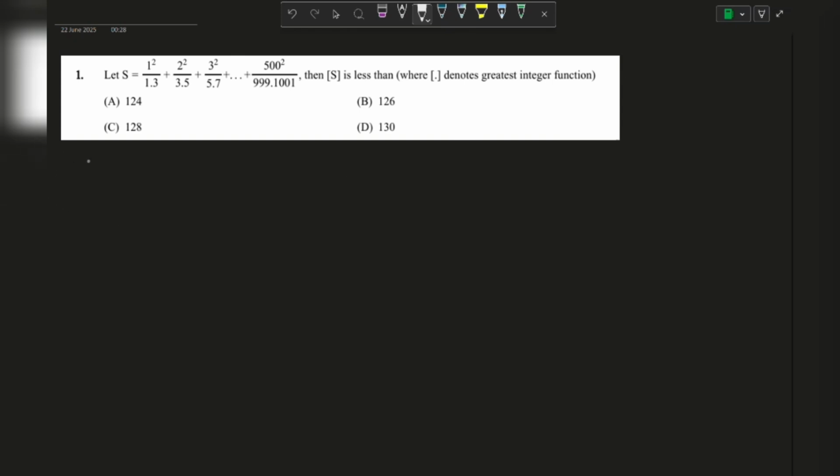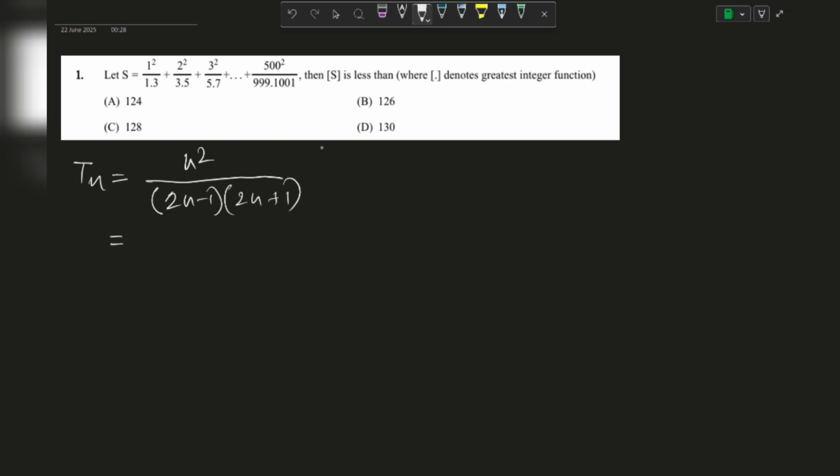So this is basically S equal to 1 squared by 1 into 3 plus 2 squared by 3 into 5. I will write out the general term directly. So this is n squared divided by 1 into 3, and this thing is basically 1 into 3 and 3 into 5. This is basically (2n minus 1) into (2n plus 1). This is pretty obvious stuff.